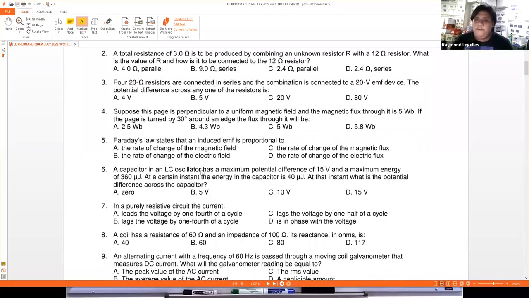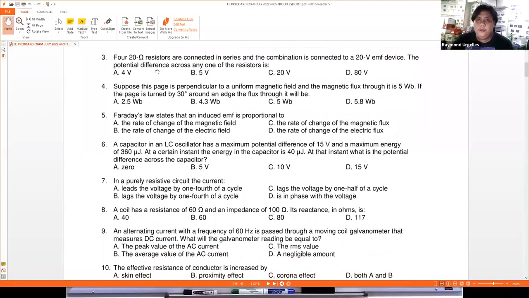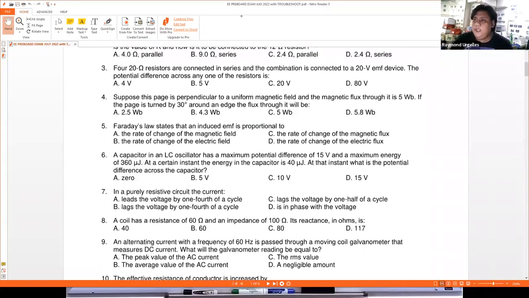So for number 3, we have a 4 ohm resistor, and we have a 4 ohm resistor, so these are equal resistances. So what I'll do first in our solution is let this be R. They are connected in series. The combination is connected to a 20 volt EMF device, so let's call this the voltage V. The potential difference across any one of the resistors is blank, so let's call this potential difference across any one of the resistors V sub R.